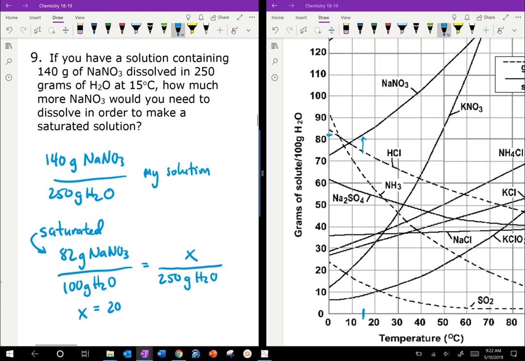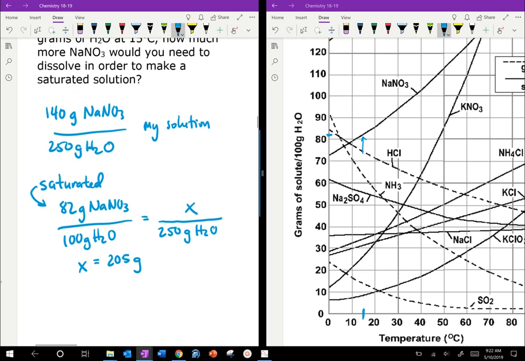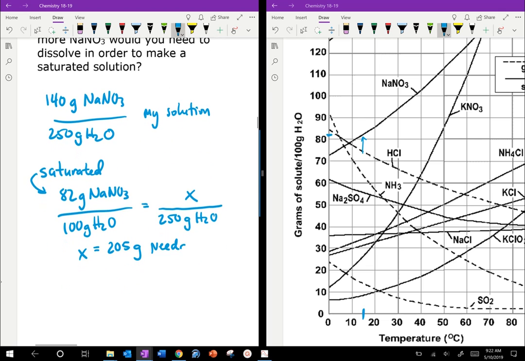I got 82 times 250 divided by 100, 205. That's how much I'm going to need. I currently have 140. There's 205 needed. I have 140 grams. I'm going to need another 65 grams for this to be saturated.